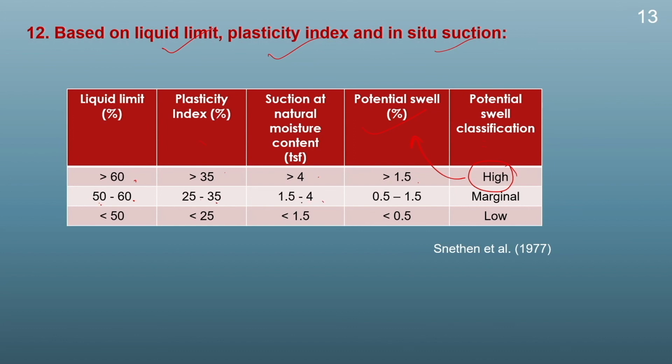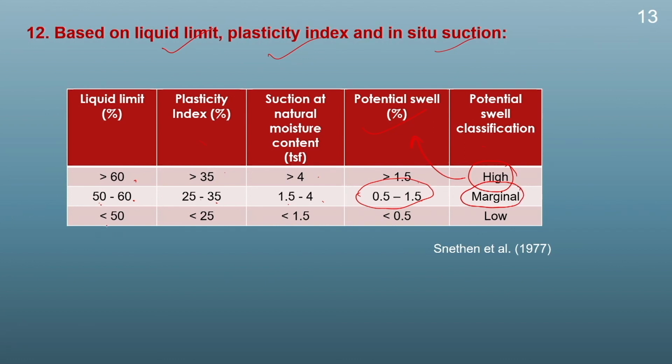If the liquid limit is between 50 to 60%, the plasticity index between 25 to 35% and the suction at natural moisture content is between 1.5 to 4 TSF, then the potential swell will be 0.5 to 1.5% and the soil classification will be marginally expansive soil.